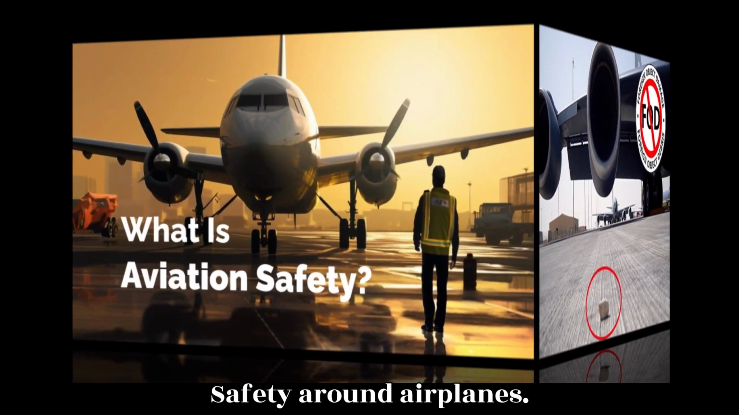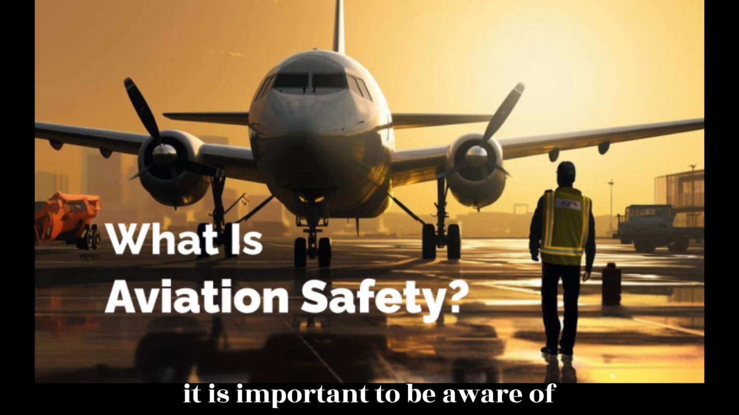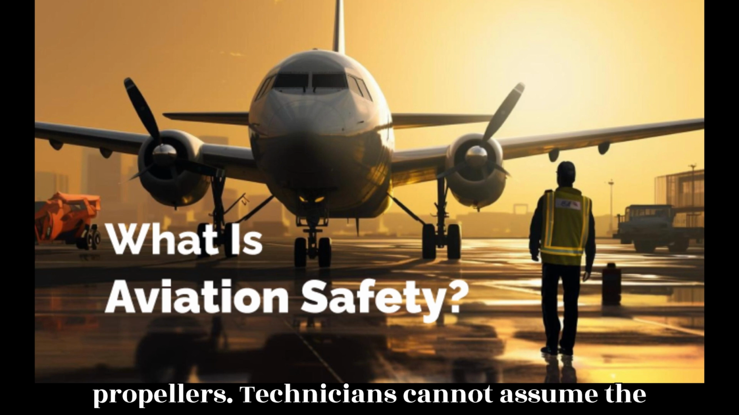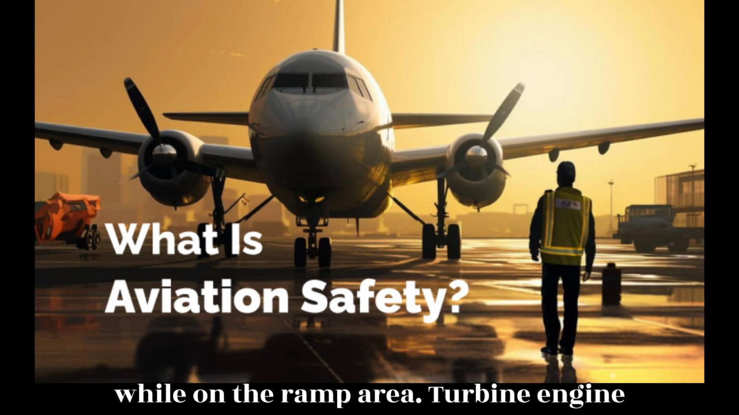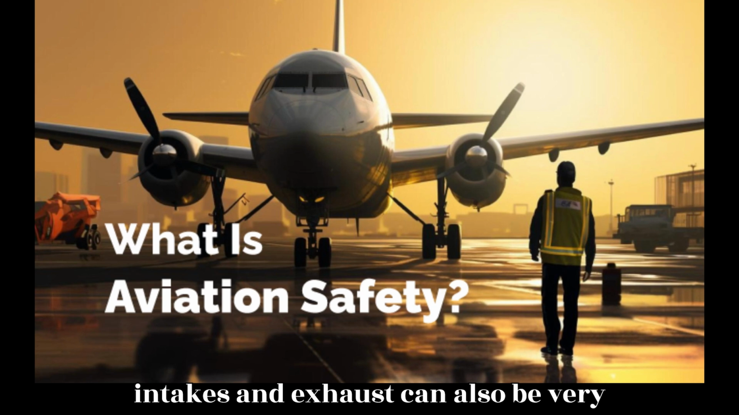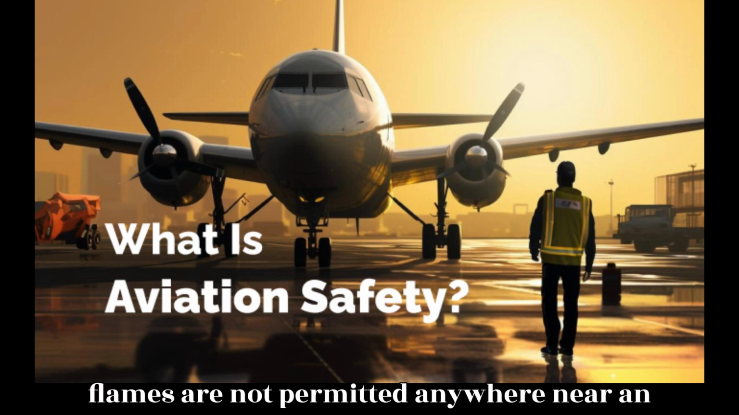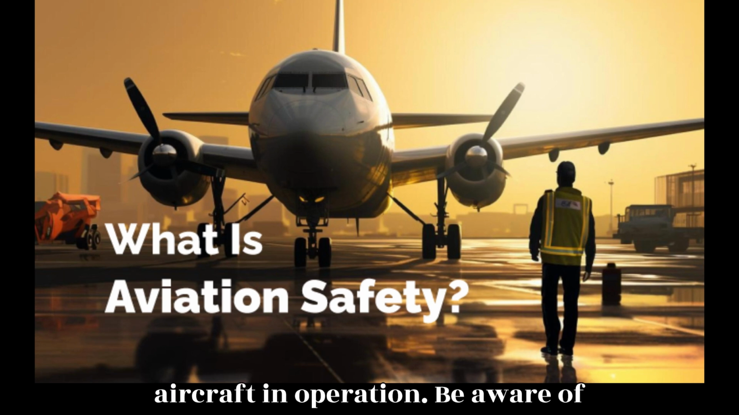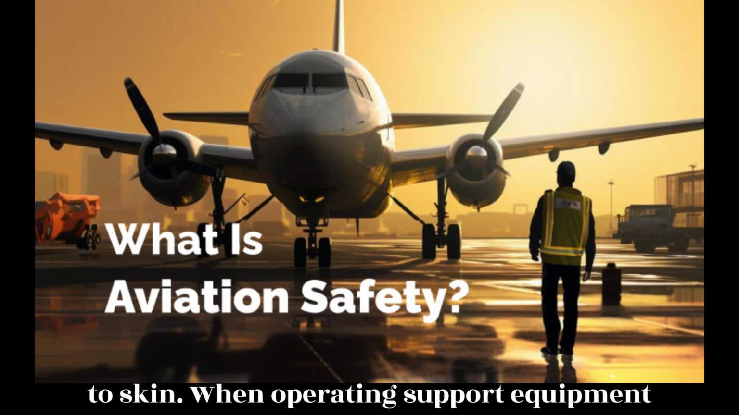Safety around airplanes. As with the previously mentioned items, it is important to be aware of propellers. Technicians cannot assume the pilot of a taxiing aircraft can see them and must stay within the pilot's view while on the ramp area. Turbine engine intakes and exhaust can also be very hazardous areas. Smoking or open flames are not permitted anywhere near an aircraft in operation. Be aware of aircraft fluids that can be detrimental to skin.